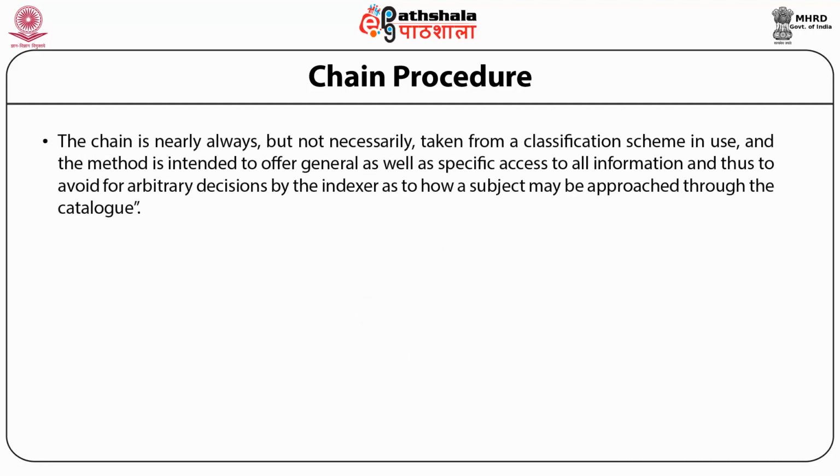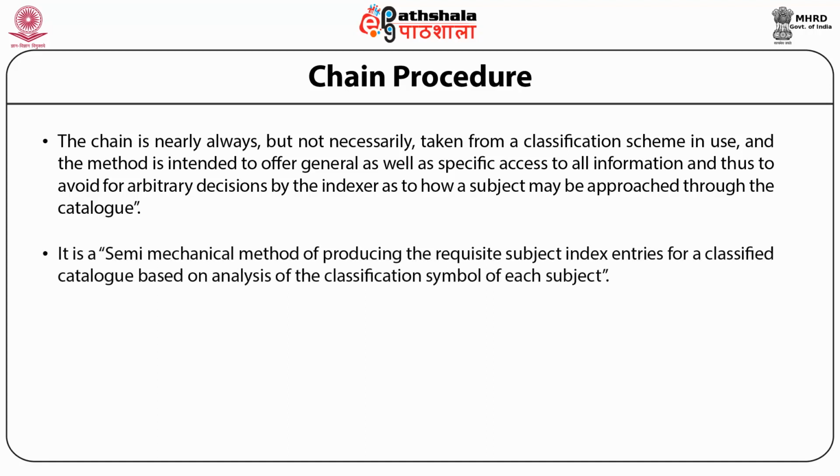The chain is nearly always, but not necessarily, taken from a classification scheme in use, and the method is intended to offer general as well as specific access to all information, and thus to avoid arbitrary decisions by the indexer as to how a subject may be approached through the catalog. It is a semi-mechanical method of producing the requisite subject index entries for a classified catalog based on analysis of the classification system of each subject. E.J. Coates has defined it as a method first propounded by Ranganathan for constructing subject index entries without permutation of components by citing terms contained in particular chains.